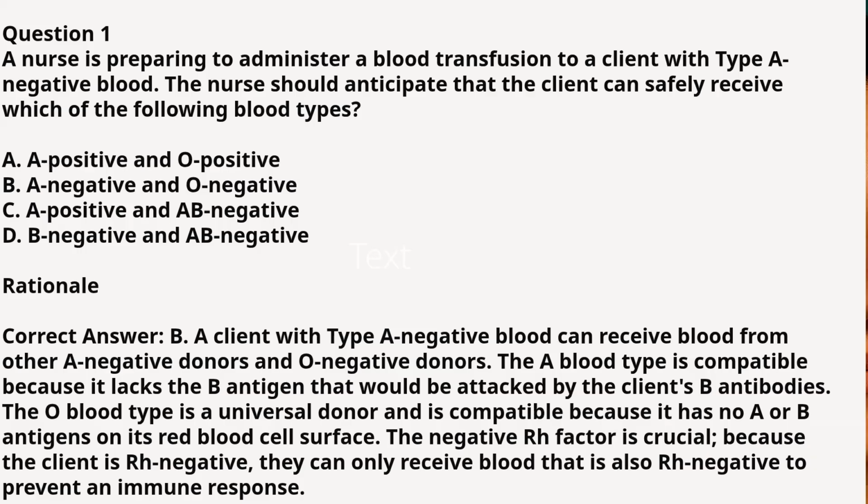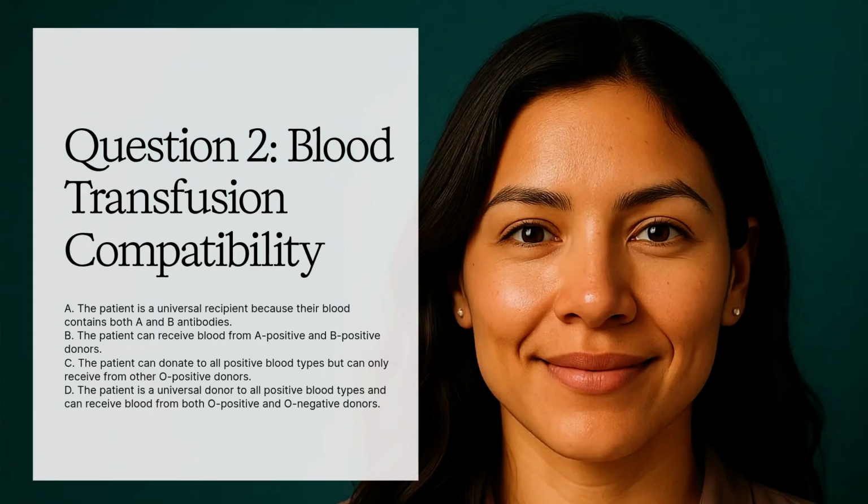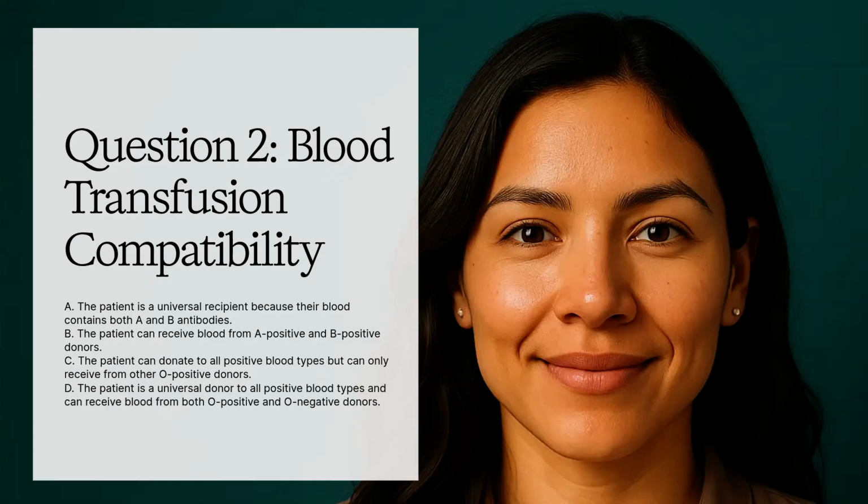Correct answer, B. A client with type A negative blood can receive blood from other A negative donors and O negative donors. The A blood type is compatible because it lacks the B antigen that would be attacked by the client's B antibodies. The O blood type is a universal donor and is compatible because it has no A or B antigens on its red blood cell surface. The negative Rh factor is crucial. Because the client is Rh negative, they can only receive blood that is also Rh negative to prevent an immune response.